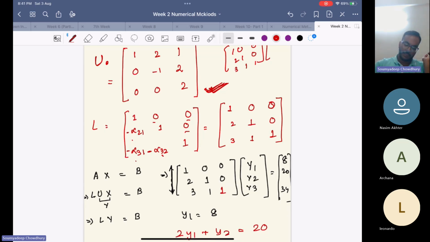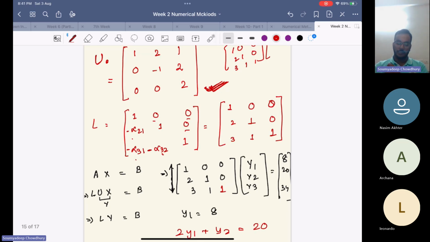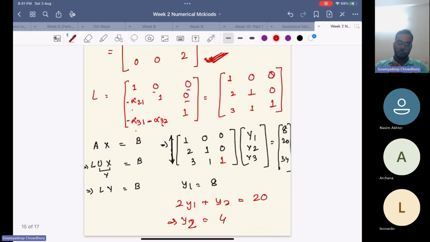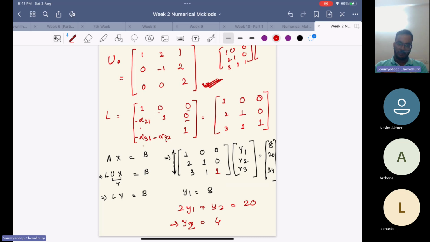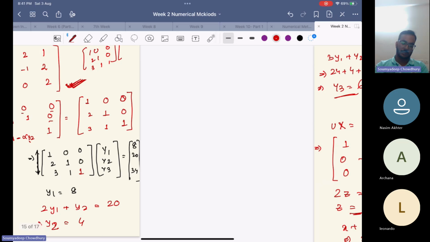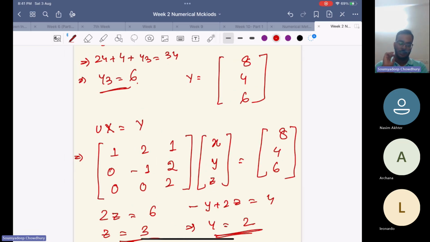Once you get the L matrix, you substitute in AX equal to B, A as L into U. Then you take UX equal to Y. From that, you will get LY equals B. This is the system of equations: 1, 0, 0, 2, 1, 0, 3, 1, 1, times y1, y2, y3 equals 8, 20, and 34. Do front substitution from top to bottom, and you will get y1, y2, and y3. So your Y matrix is formed. Now go back and substitute it there.